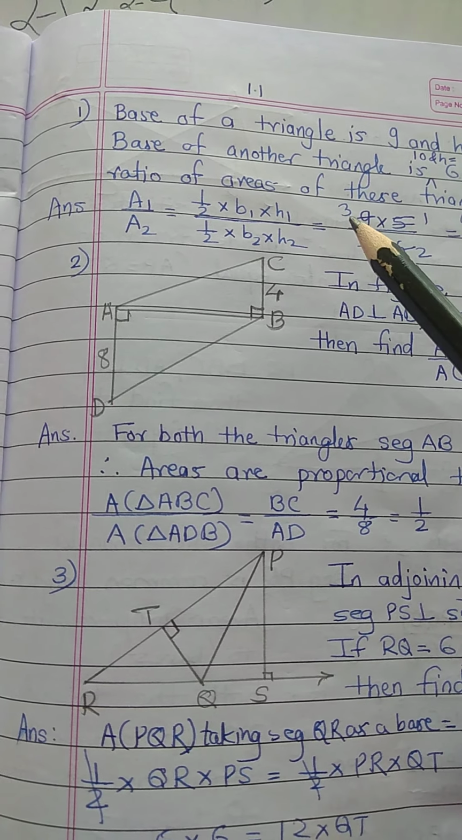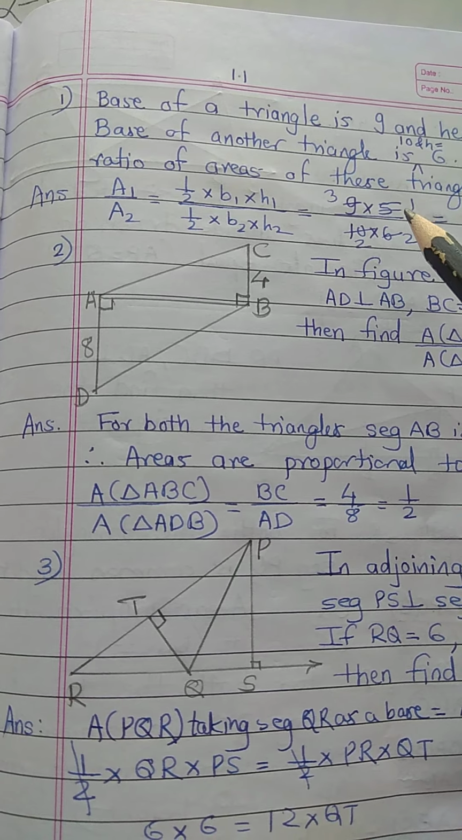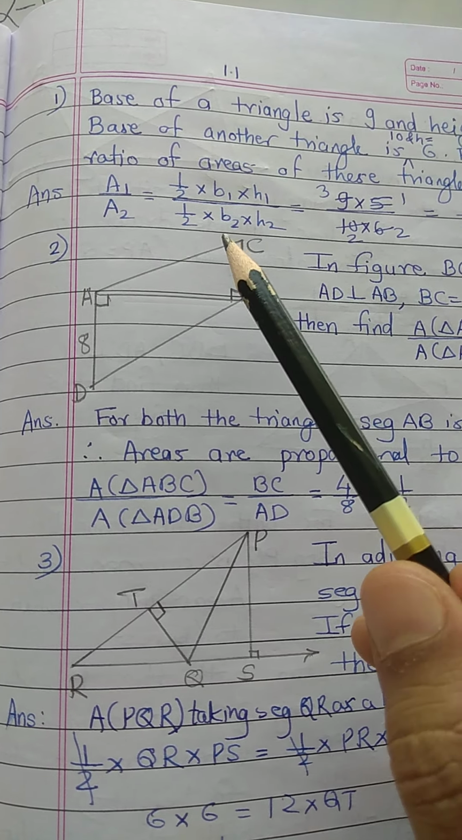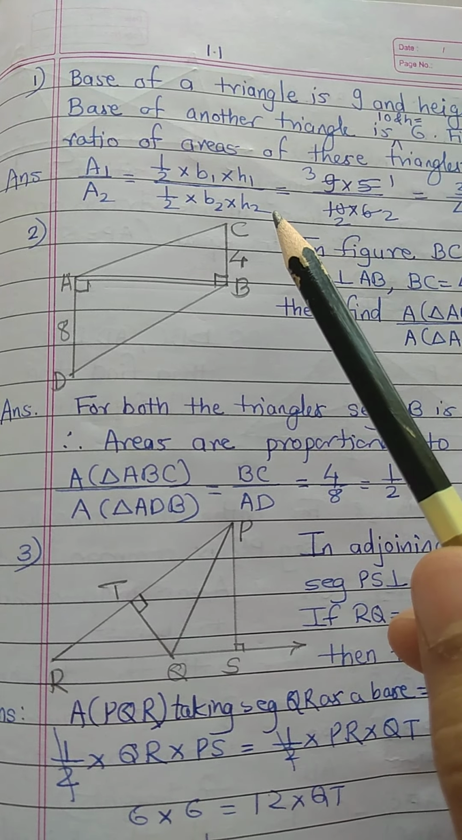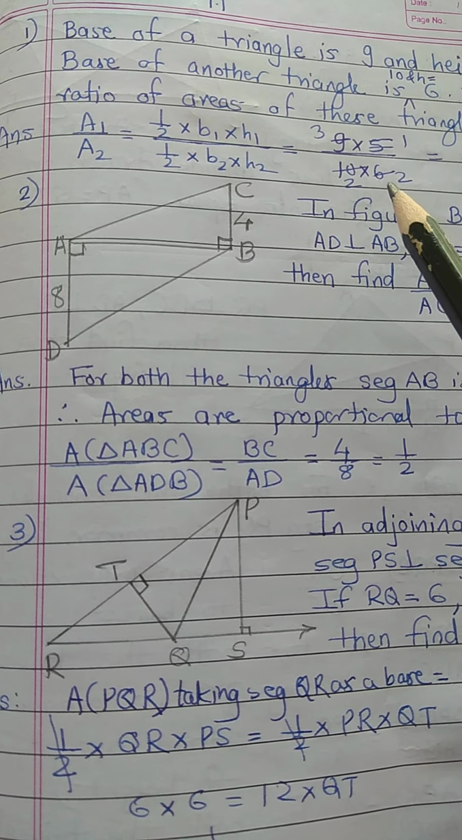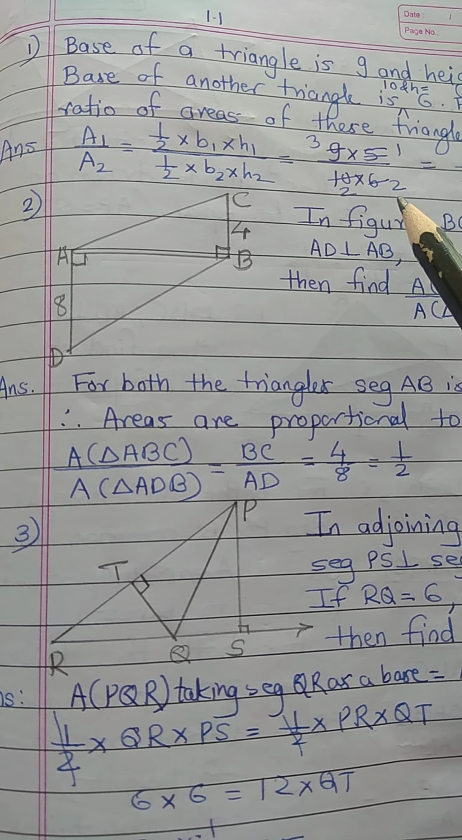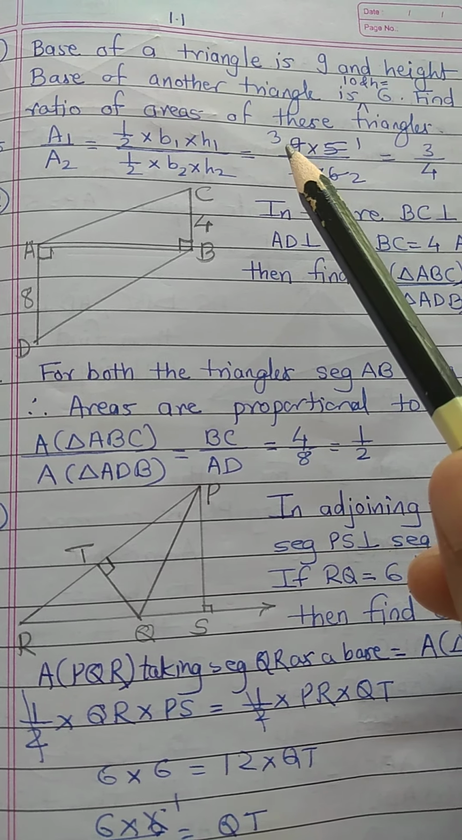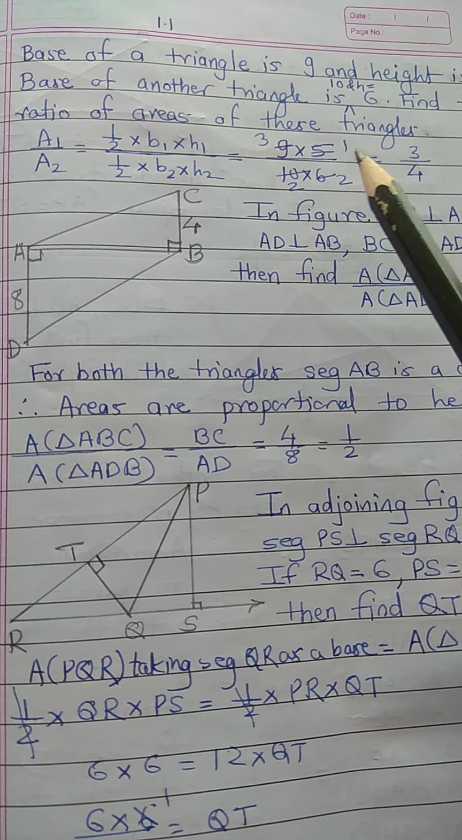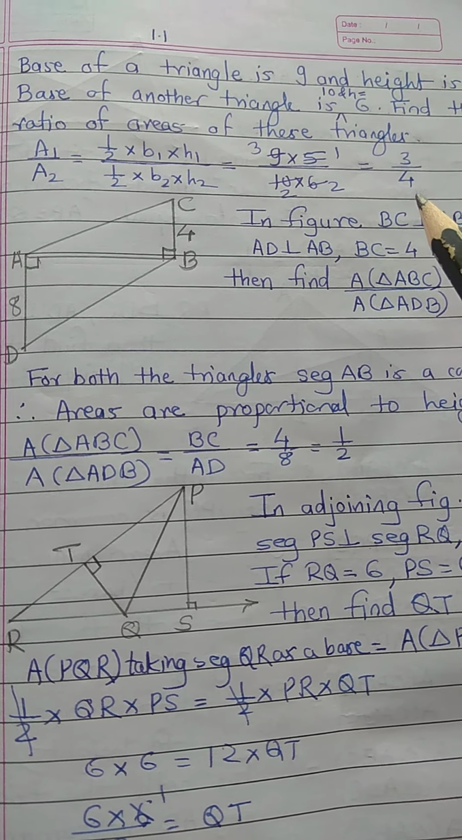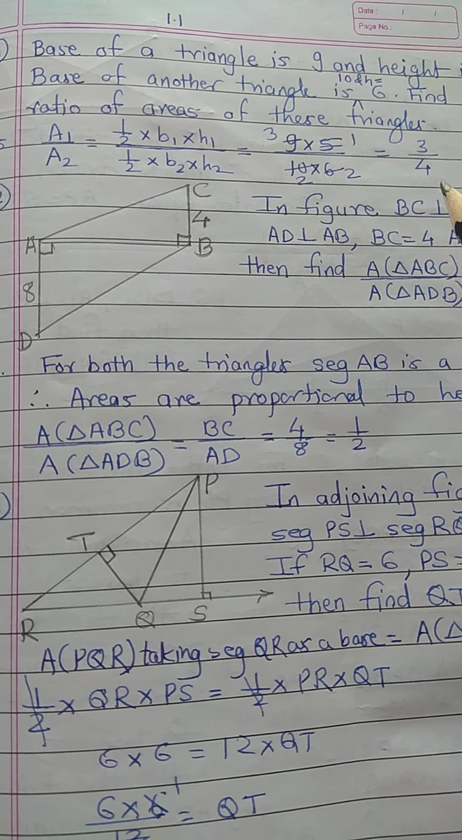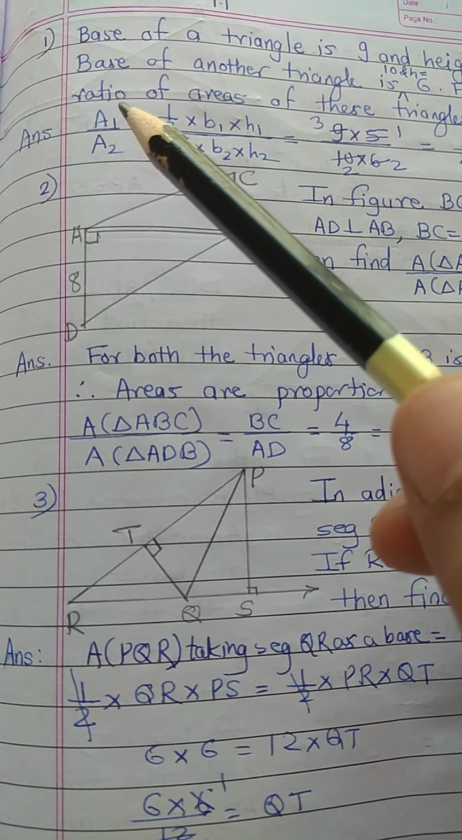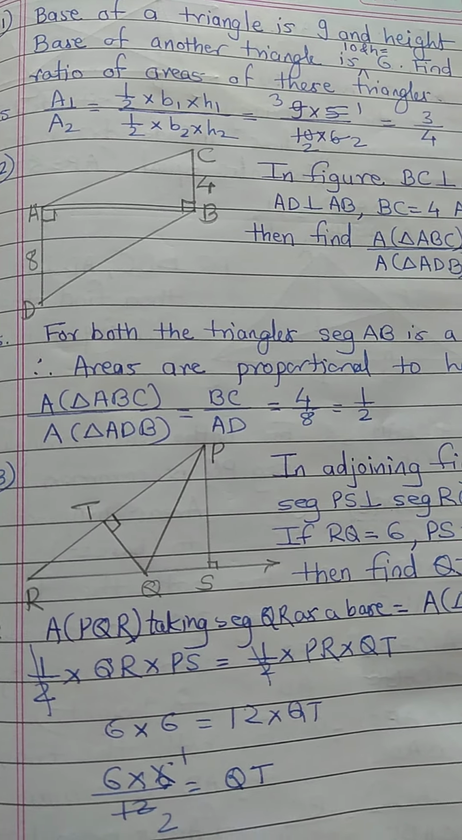So it will remain as base into height upon base into height. Base and height of the first triangle are given as 9 and 5. And base and height of the second triangle are given as 10 and 6. 3 3s are 9, 3 2s are 6, 5 1s are 5, 5 2s are 10. So in the numerator it will be 3 1s are 3, 2 2s are 4 in the denominator. So 3/4 is the ratio of the areas of two triangles.